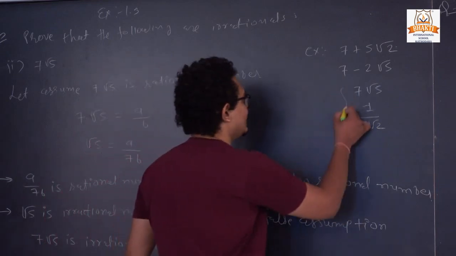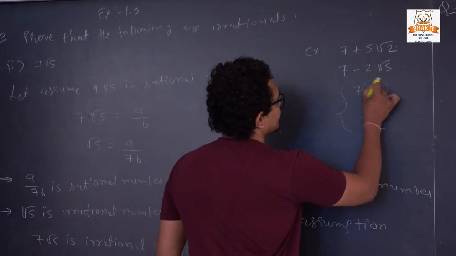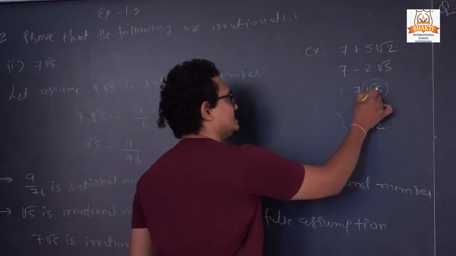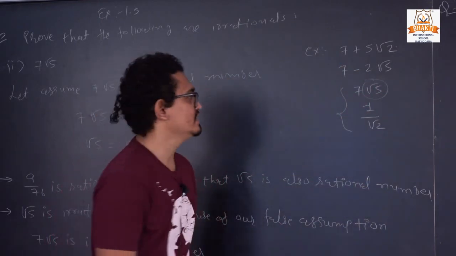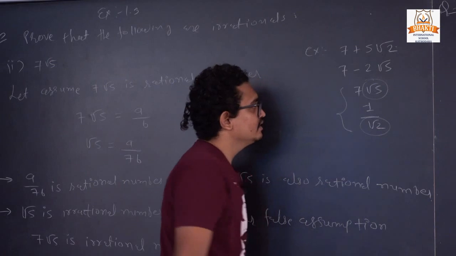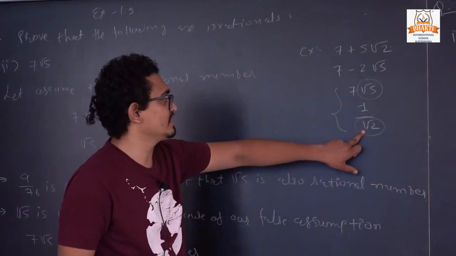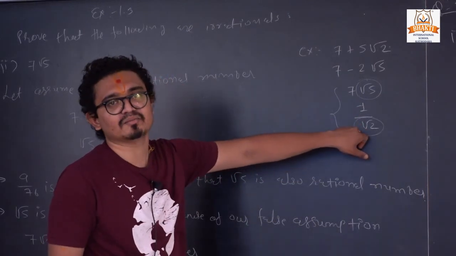And the same thing will happen in the last two examples also, because here we see that root 5 is an irrational number. If an irrational number is multiplied with a rational number, the answer is always an irrational number. Same thing here. If root 2 is an irrational number and it is divided by 1, the answer is also an irrational number.